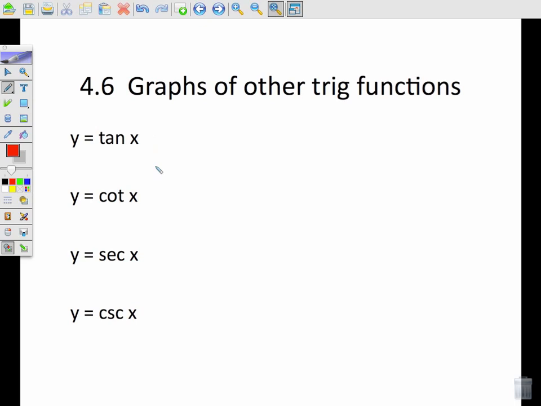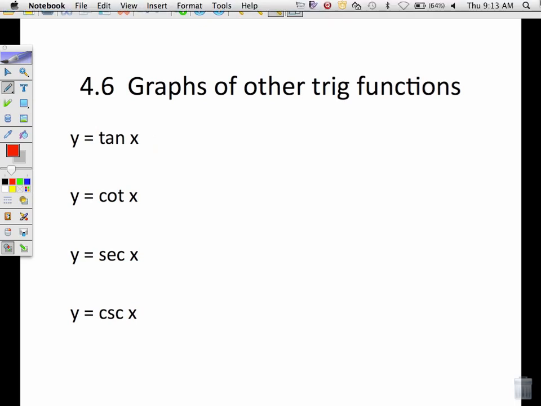All right, in the next section, we are going to focus on graphs that are tangent, cotangent, secant, and cosecant.